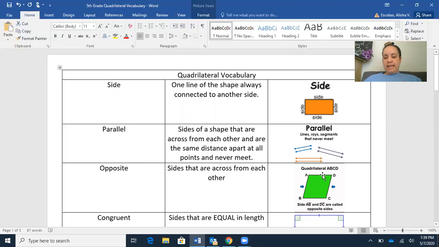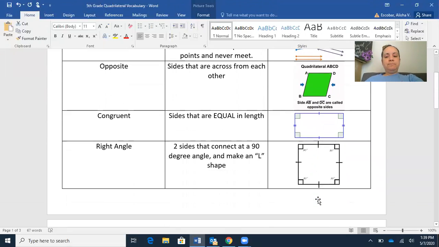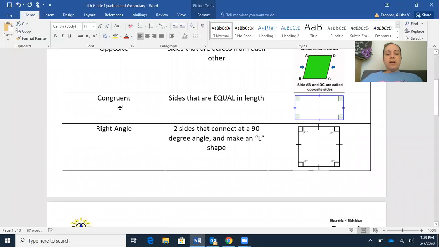So let's look at this example. So side AB, I'm naming it the points, the vertices, A, B. Side AB is opposite to side CD. Also, this side is opposite to this side. So it's the sides that are across from each other. Okay, let's keep going. Now the new word is congruent. Say that word with me. Congruent. One more time, because this is an important word.